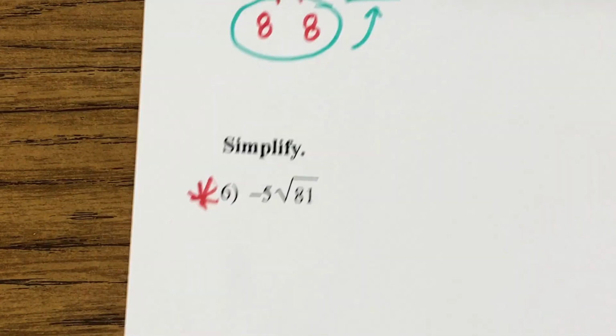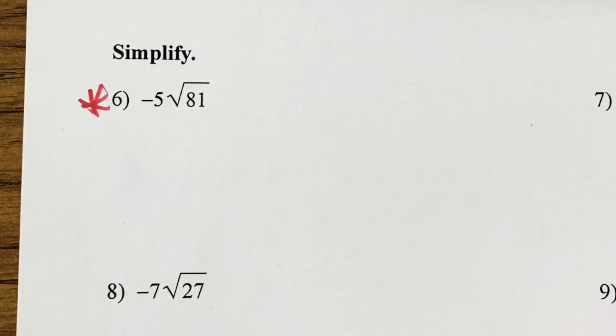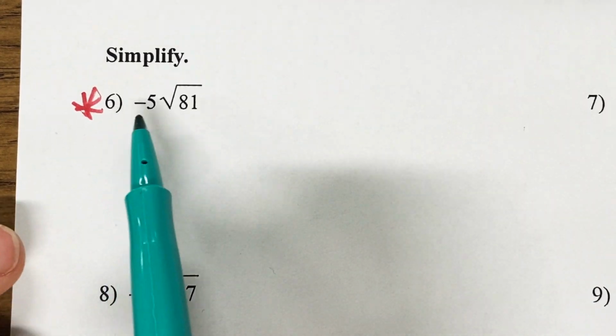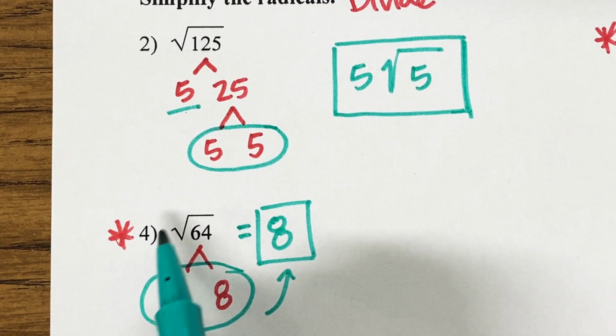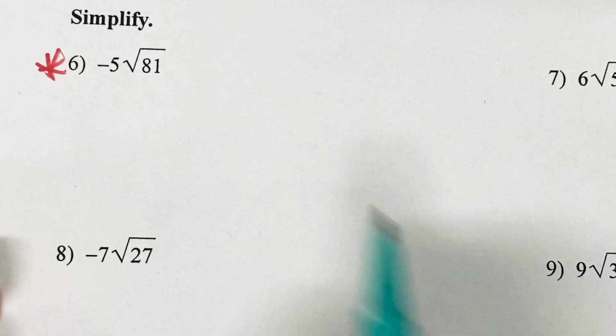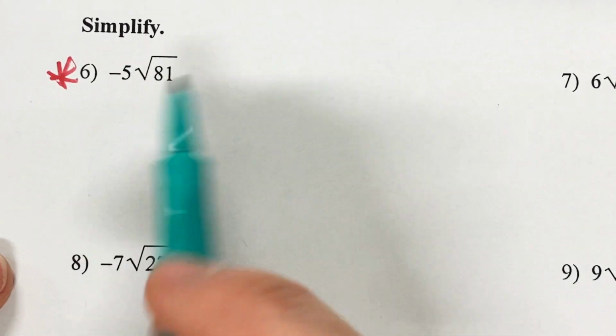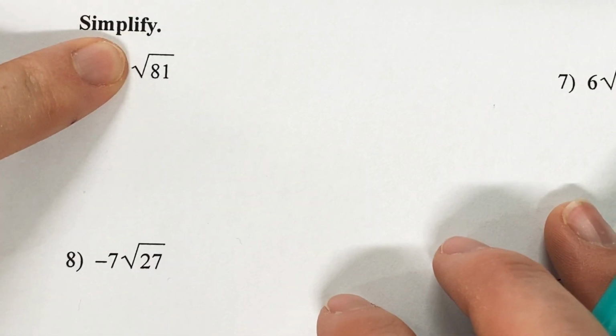Okay, let's look at number 6. Do you guys notice the difference between 2 through 5 and 6 through 9? Well, 2 through 5, we didn't have any numbers out in front of our radical. Look at 6 through 9. We do. We have numbers out in front. We're going to ignore those for just a second.